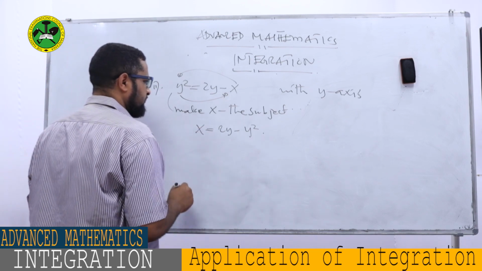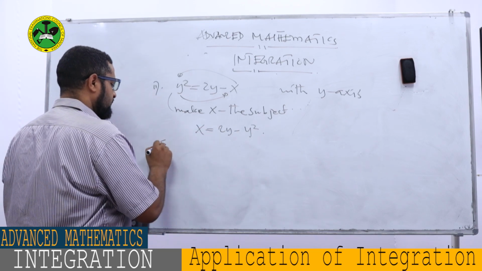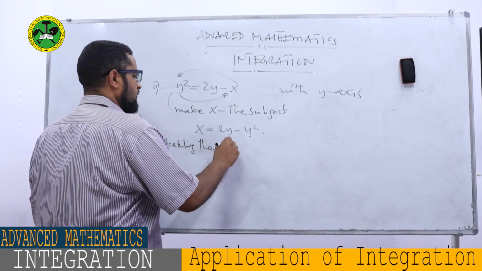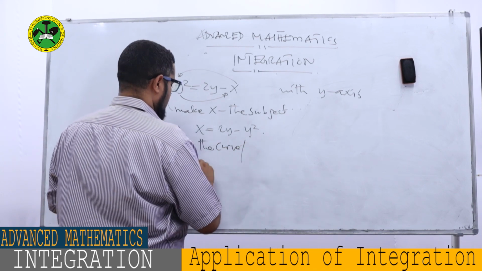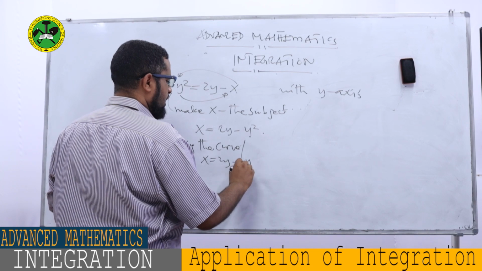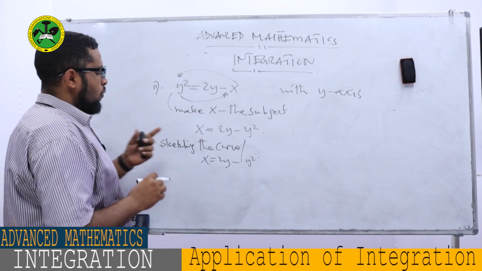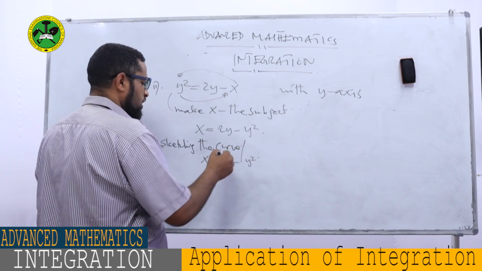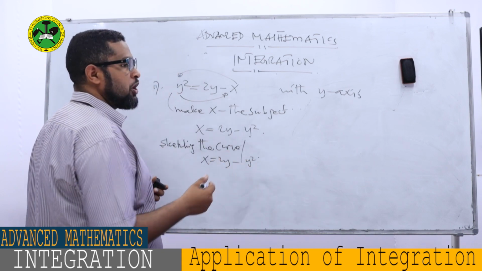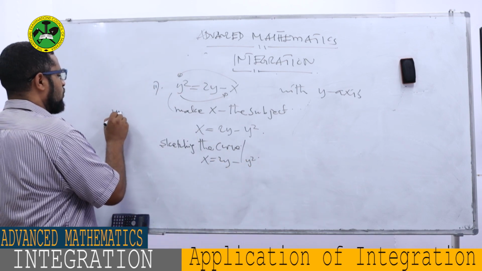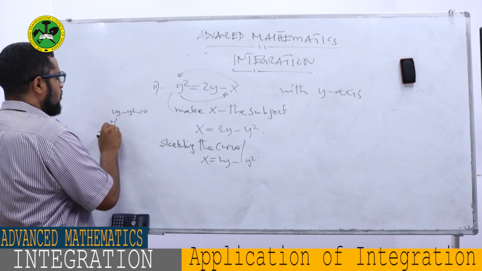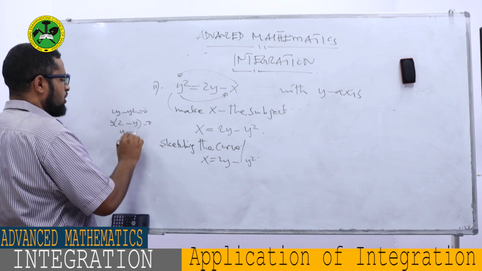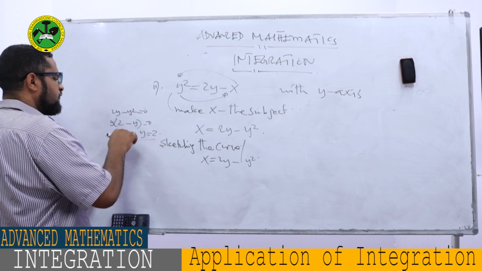Now let's sketch the curve of x equal to 2y minus y square, and let's see the nature of the curve. Again, you can equate to 0 so as to know which values you're going to include in your table. So take 2y minus y square equal to 0. Here we have y times 2 minus y equal to 0. So y is equal to 0 and y is equal to 2.